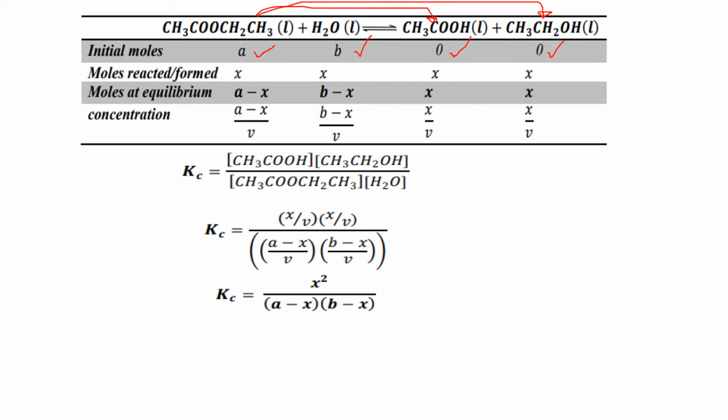The second column is always the number of moles reacted. Reacted is for the reactant side, stroke formed. Formed is always for the product side. So don't say that I write only one word. You have to write both: moles reacted stroke formed, because formed is for products and reacted is for reactants. So you have to pay attention to that.